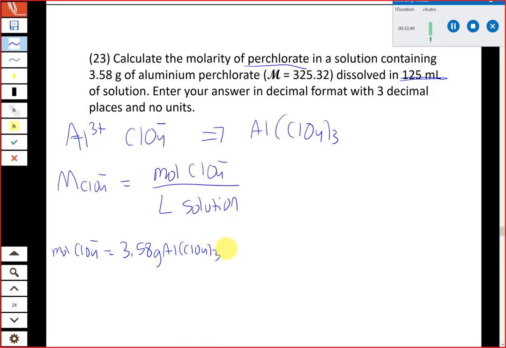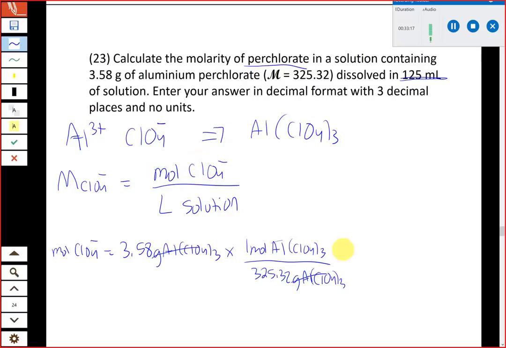And so our first step is going to be to convert that into moles to get the moles of the compound that we have. And the molar mass that we gave you in this was 325.32 grams per mole. So it's 325.32 grams of that compound in 1 mole. So by dividing by that, we can cancel out grams and get into moles. But this is moles of the whole compound.